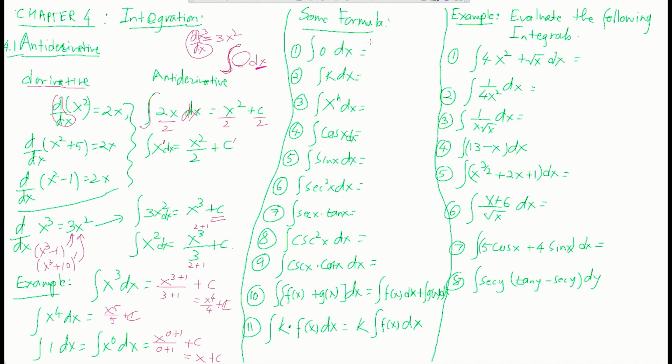That's why the integral of 0 is a number, let's say c. So the integral of 0 is c. The derivative of c is 0. It's just the opposite. So can you guess what is the integral of k?